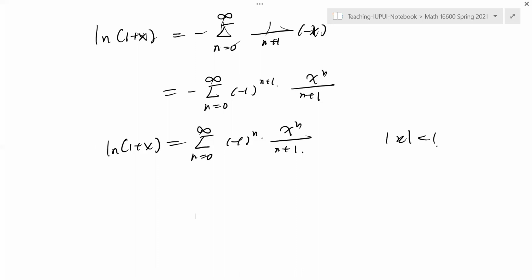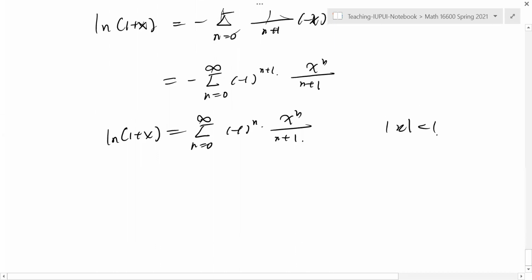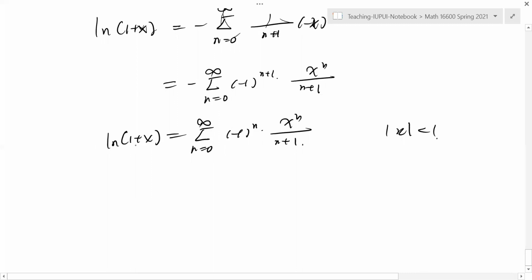All right, so we have a few examples here right now. What we can do is modify this series to get the power series for the other function in the same form. For example, let me give the definition first.